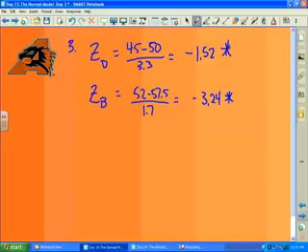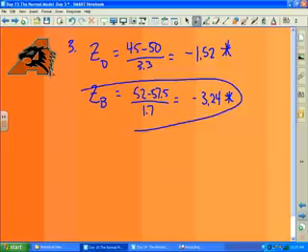So to answer the question, which dog is more underweight? Well, obviously, the boxer is more underweight because the boxer is 3.24 standard deviations below average, and the Dalmatian was only 1.52 standard deviations below average.